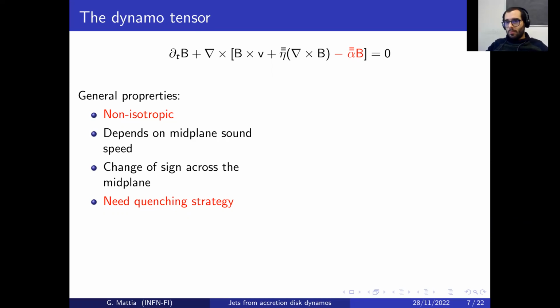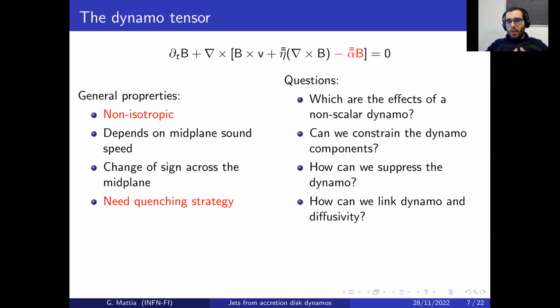Which are the steps that can be done, and which are the questions that we can ask ourselves? We can ask ourselves, what are the effects of a non-scalar dynamo? The dynamo is not actually a single value. It has different values for different components. How can we constrain them? Because more components means more degrees of freedom, and it's very hard to go toward a consistent model if we have more degrees of freedom, because then we have to parameterize them in some way.